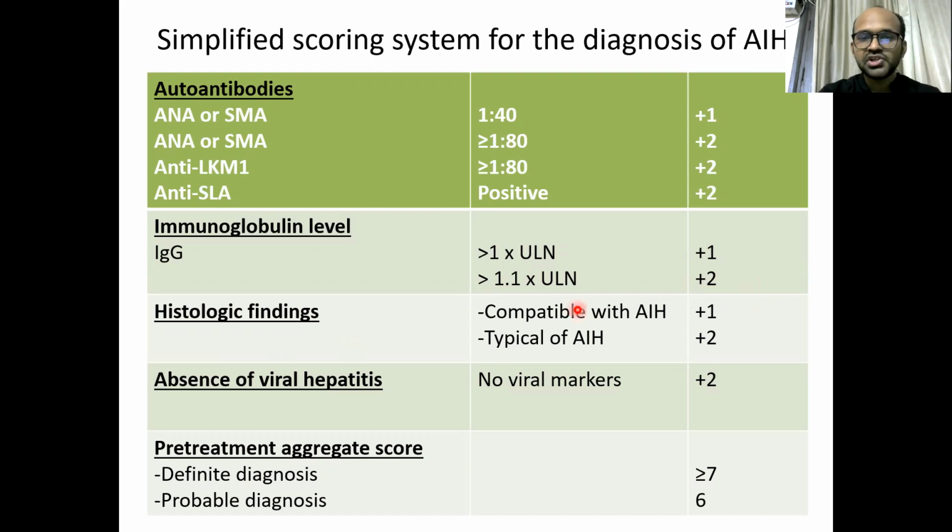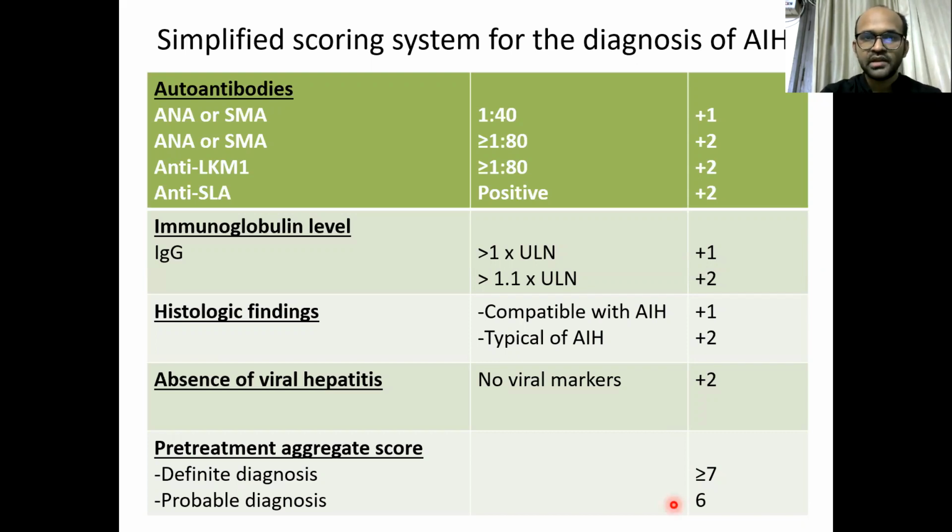Histological findings, if compatible with autoimmune hepatitis, you give +1. But if you have the typical findings of lymphoplasmacytic infiltration and interface hepatitis, you score +2, right? Absence of viral hepatitis, we give a score of +2. So these are four important things: autoantibodies, immunoglobulin, histology findings, and absence of viral hepatitis. If the score is more than or equal to 7, we have a definitive diagnosis. If it is 6, we have a probable diagnosis of autoimmune hepatitis.